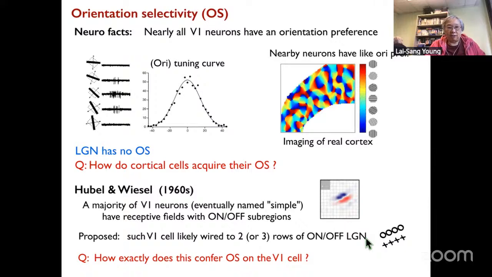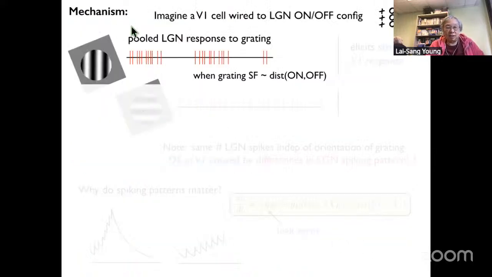This is the mechanism that I convinced myself with. Suppose a V1 cell is wired to a row of off and on LGN cells, vertically, like that. In visual neuroscience, people like to use a drifting grating as a stimulus. Why a drifting grating? One reason is that you need something that moves, because if something doesn't move, then LGN only detects changes. If you show it a gray background, LGN doesn't see anything. So you need something that moves.